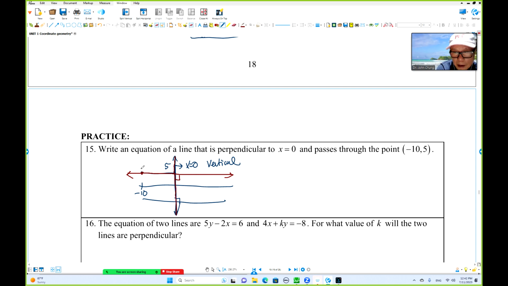It passes through negative 10 and 5. What is the equation of this line? Horizontal: y equals 5. X can be anything, but y is always 5. So this line is y equals 5. That's okay.